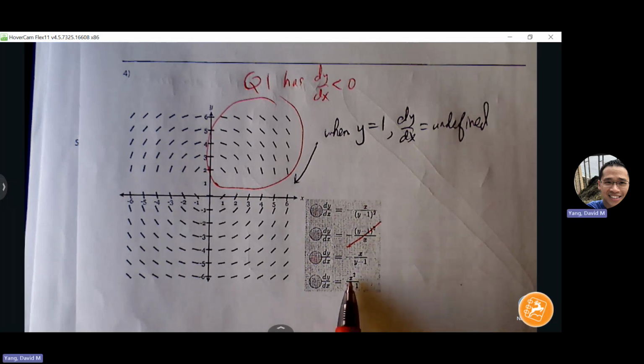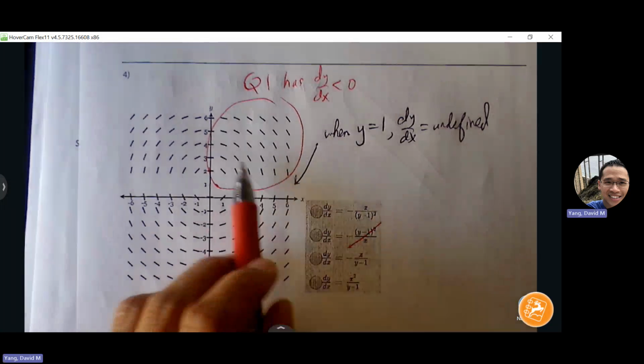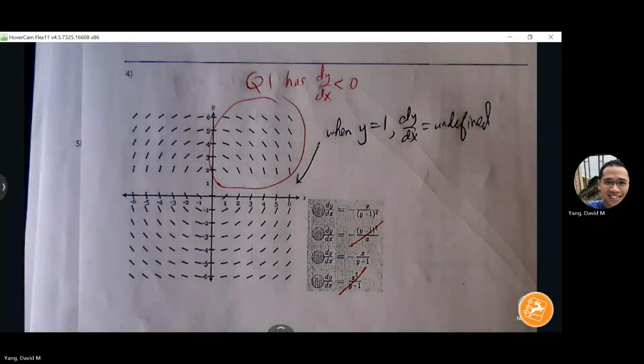Here, if I plug in ordered pair (2, 3), I'm getting a positive result, but this is negative, so I know this one's out.